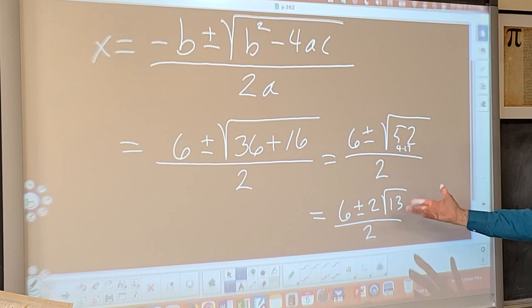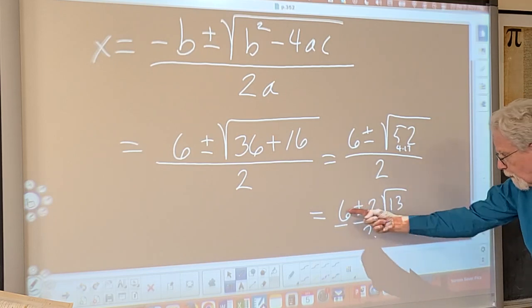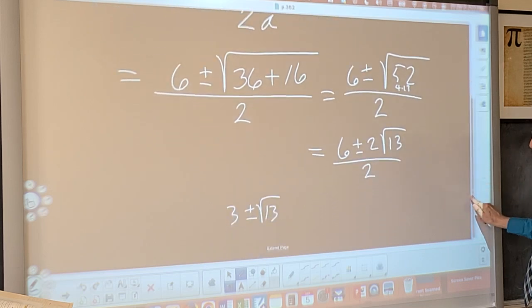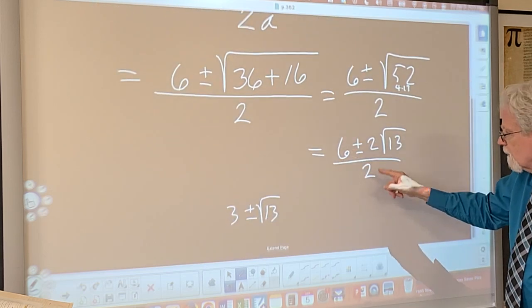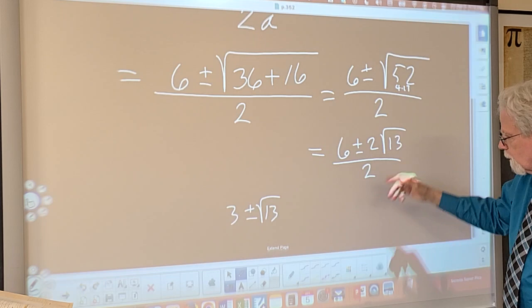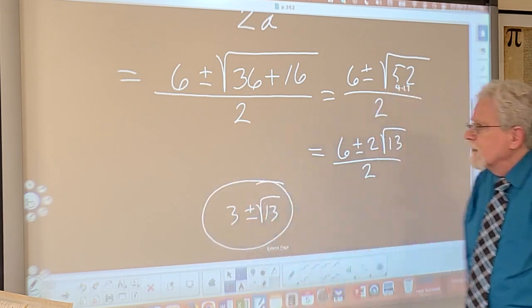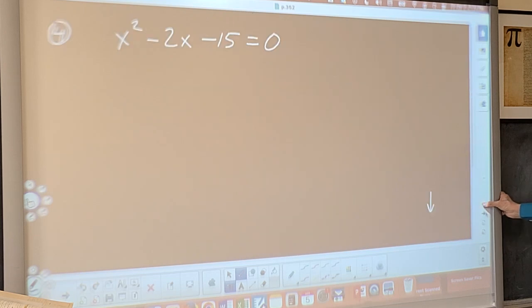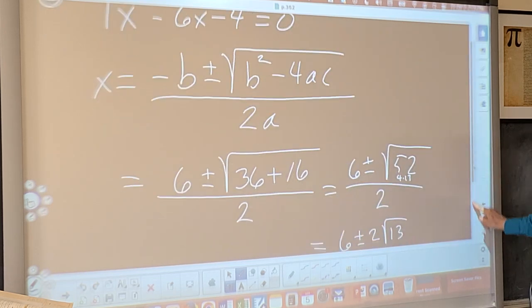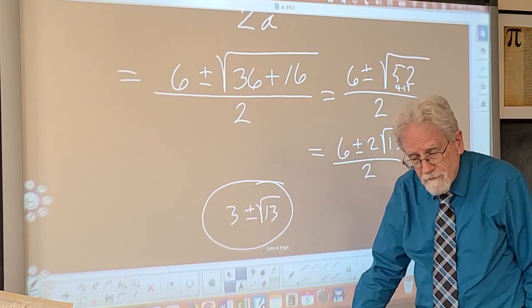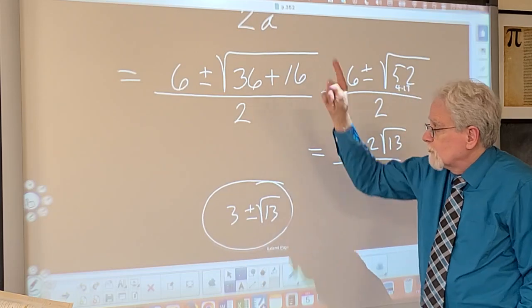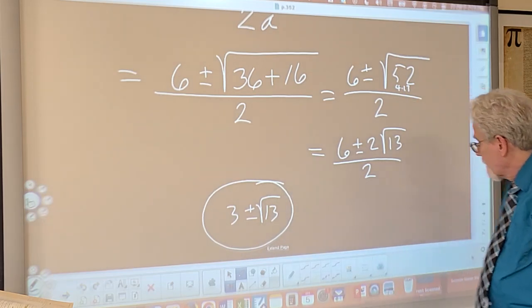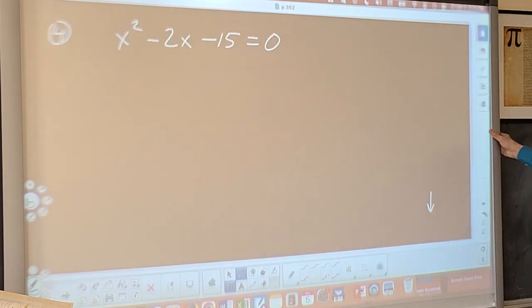And yes, I expect you to reduce fractions. These can both be divided by 2, therefore we do it. And what do we get? We get 3 plus or minus the square root of 13. There it is. And we move on to number 4. By the way, the fact that the results are irrational tells us that the original problem could not have been factored. More on that as we go.